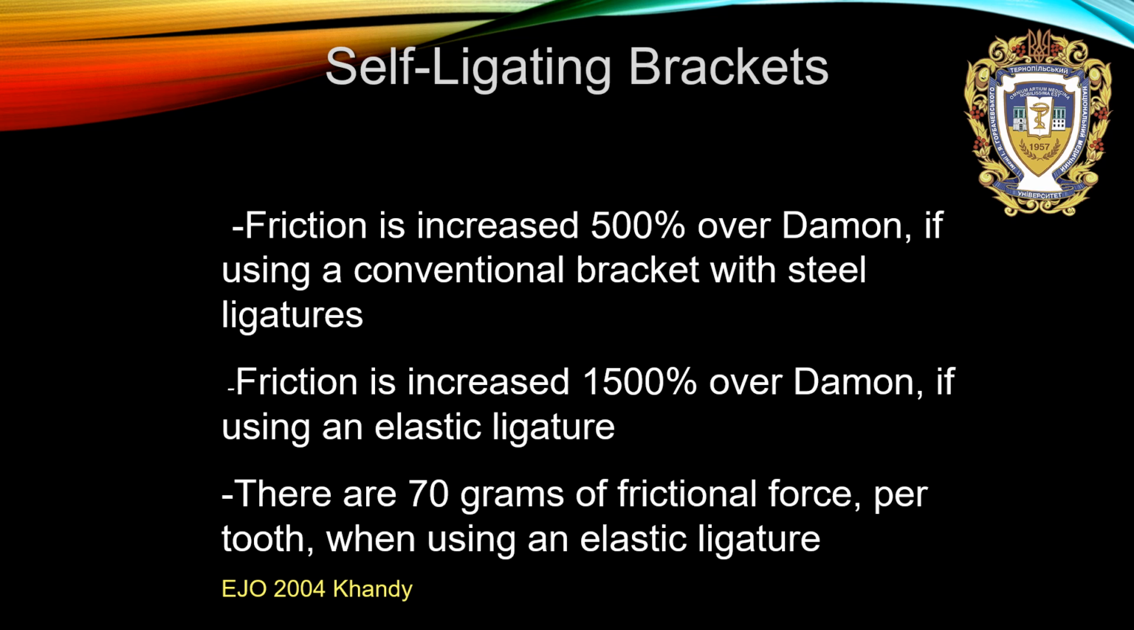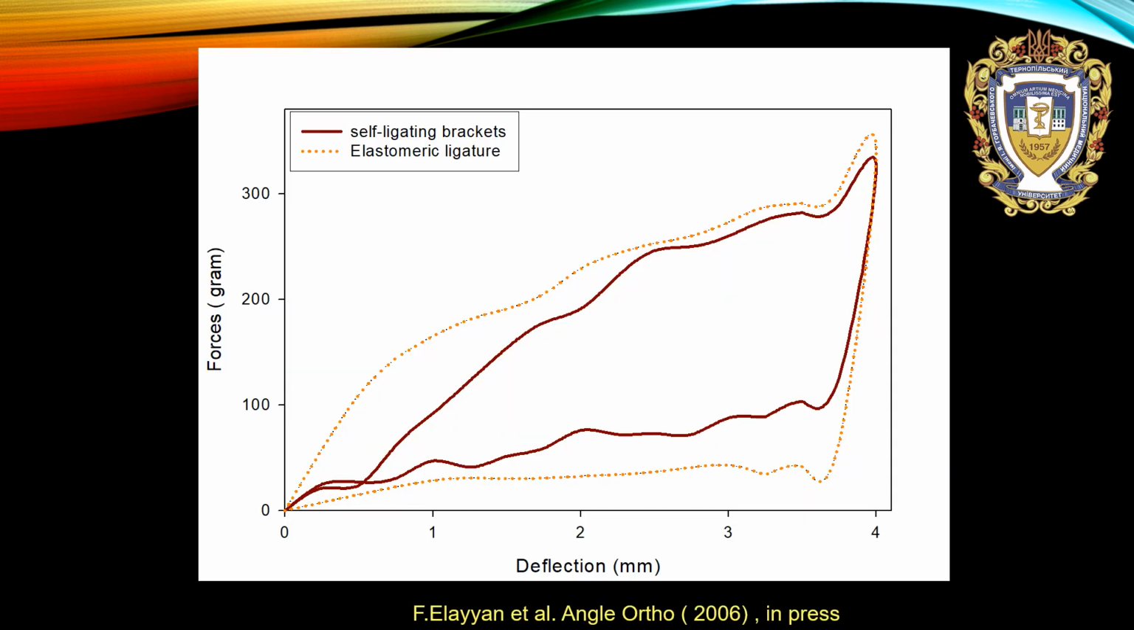What about self-ligating brackets? Friction is increased 5 times over diamond if using a conventional bracket with steel ligatures. Friction is increased 1,500% over diamond if using an elastic ligature. There are 70 grams of frictional force per tooth when using an elastic ligature. This diagram is showing that investigation.